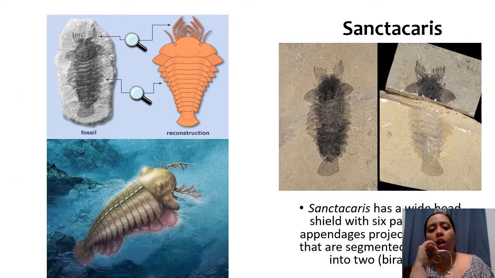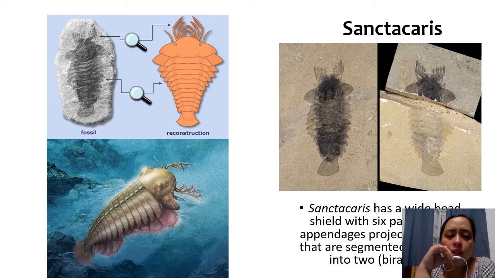Another one from the Burgess Shale is Sanctacaris. So, it looks like, it looks like a gastropod. It looks like a lobster mixed with something else, with an appearance you can't quite understand. But what is very good about this one, as you can see, is that it has a wide head shield with 6 pairs of appendages projecting on the segments, right?